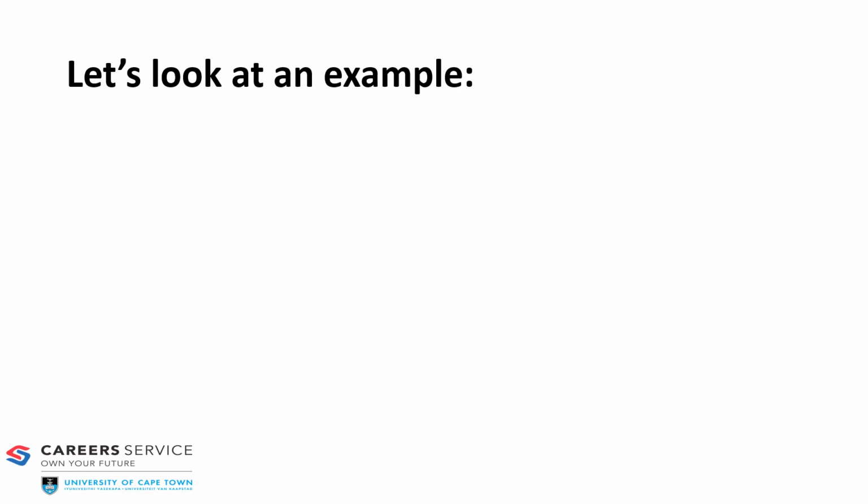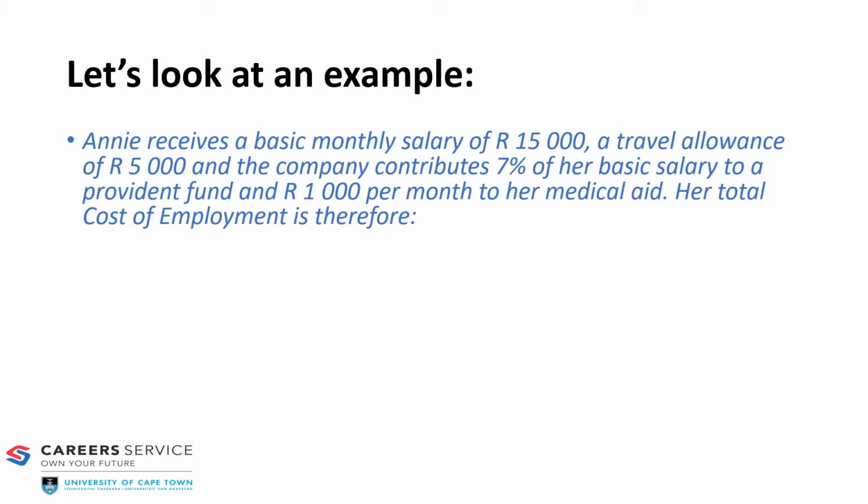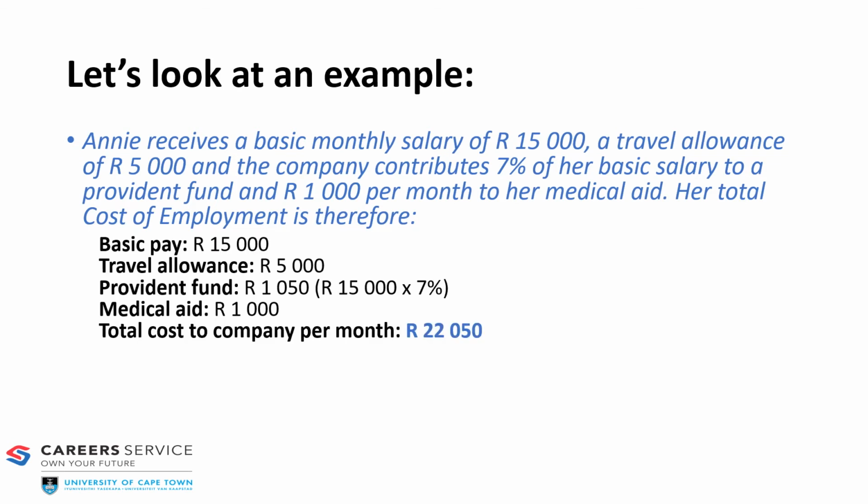In order to help you understand cost of employment better, let's look at an example. Annie receives a basic monthly salary of 15,000 Rand, a travel allowance of 5,000 Rand, and the company contributes 7% of her basic salary to a provident fund and 1,000 Rand per month to her medical aid. Her total cost of employment is therefore all of these added up, which gives you a total of 22,050 Rand.